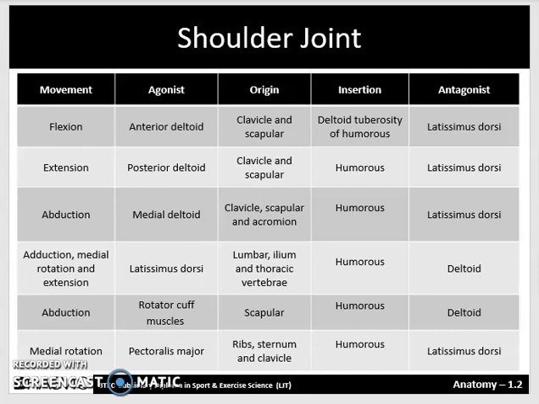When the agonist to the shoulder joint is the medial deltoid, the movement will be abduction, the origin will be clavicle, scapula, and acromion. The insertion will be humerus, and the antagonist will be latissimus dorsi.